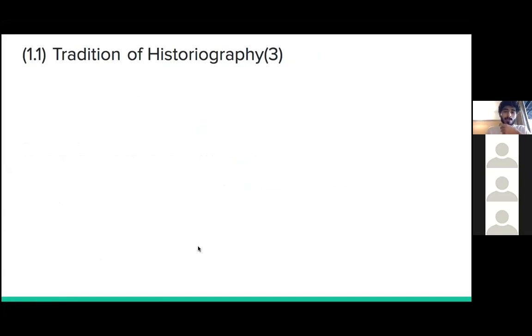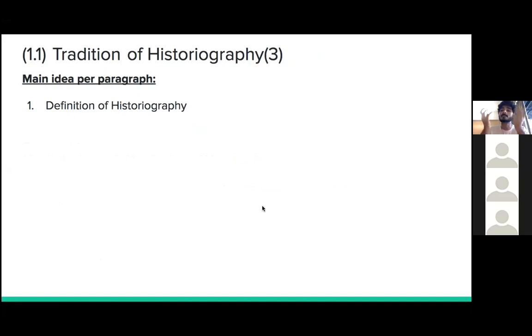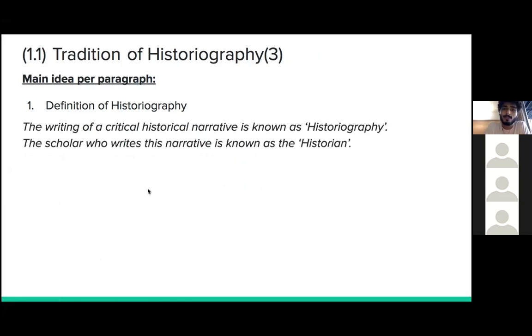All right. So tradition of writing historiography. The first paragraph basically tells us what is historiography. It gives you the very important definition of historiography, which is as follows. The writing of a critical historical narrative is known as historiography. The scholar who writes this narrative is known as the historian.